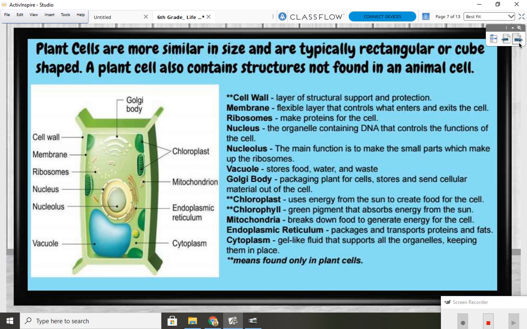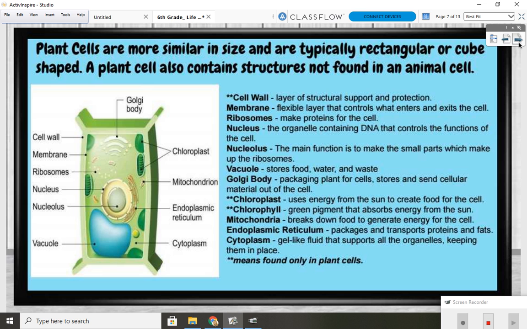So a membrane is a flexible layer that controls what enters and exits the cell. Ribosomes, they make proteins for the cell. The nucleus, the organelle containing DNA that controls the functions of the cell. The nucleolus, its main function is to make the small parts which make up ribosomes. The vacuole stores food, water, and waste. And you'll notice in a plant cell here, the vacuole is very large.